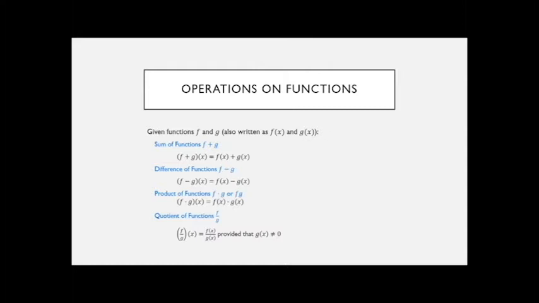And for the quotient of functions, where you're dividing functions in the bottom here, we just have to know that our denominator cannot equal 0. So that's what that "provided that" is, that we can't divide by 0, so our denominator can't be 0. So you just have to keep that in mind.